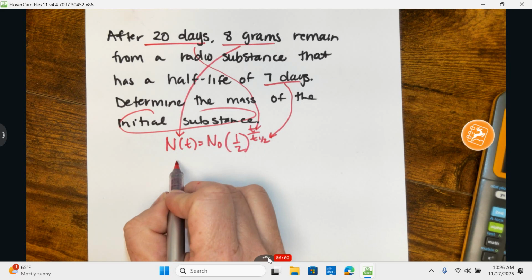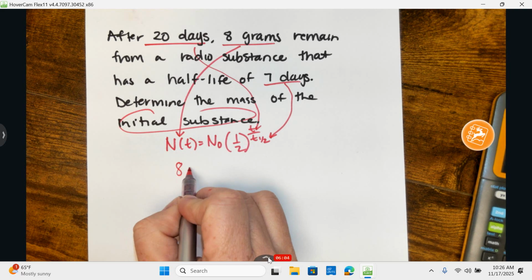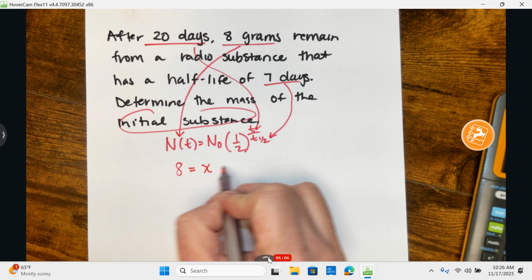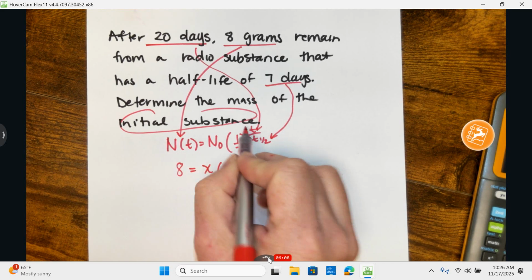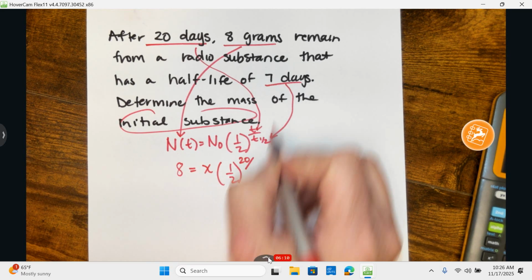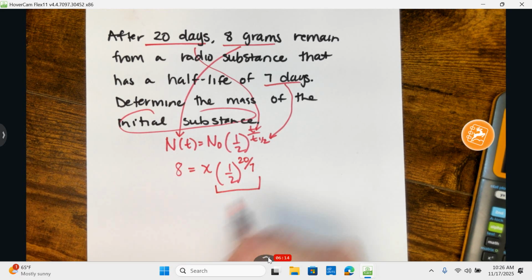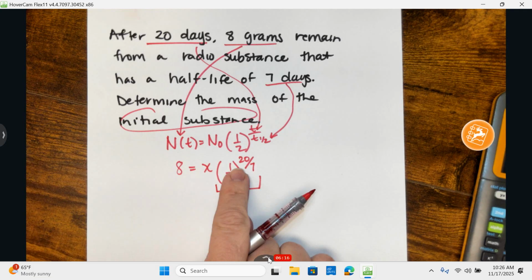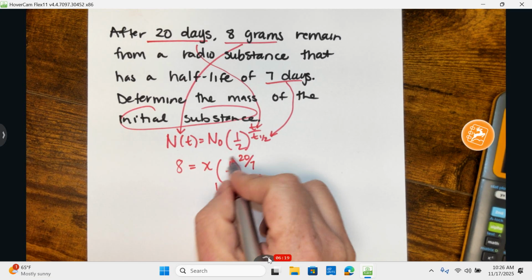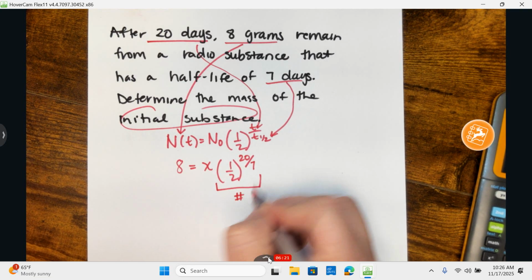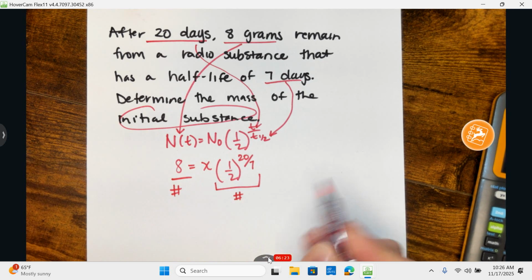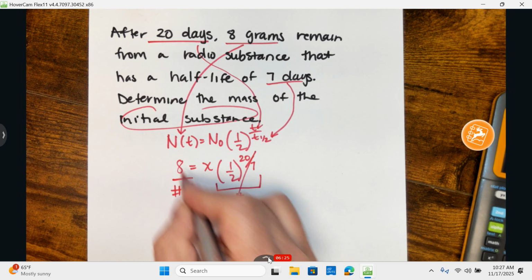So I can replace N of t with 8, that's the remaining amount. I don't know the initial amount. I know that 20 days has elapsed, and the half-life is 7. So I want to figure out x, which is attached to this quantity. And the opposite of multiplying is dividing. It's equal to whatever this amount is, so I need to divide both sides by that amount, and then I'll be able to come up with this.